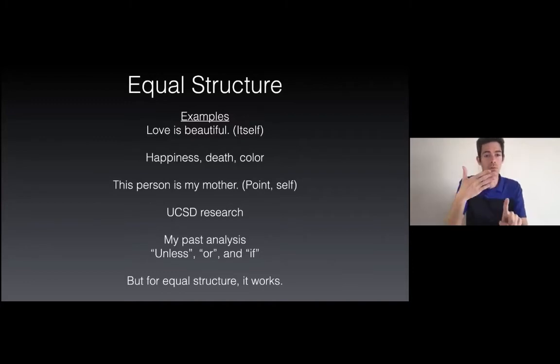For example, with itself, there's no space relation. Like love, happiness, death, color, there's no space reference to that. It's that thing in and of itself. So love is beautiful. Love itself is beautiful. That would equate to the English sentence, "love is beautiful." If you have a noun to a noun, "that person is my mother," or if you want to emphasize, "that person herself is my mother."